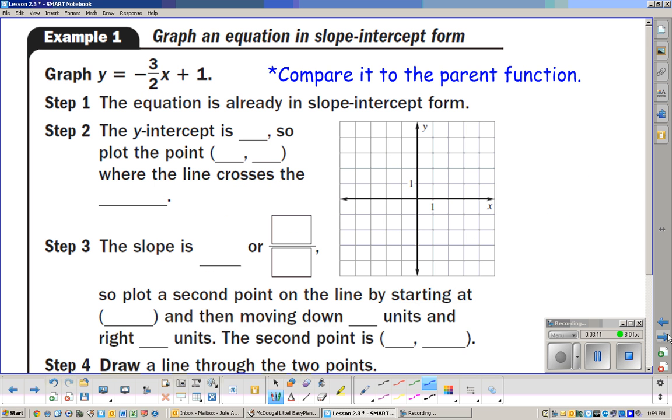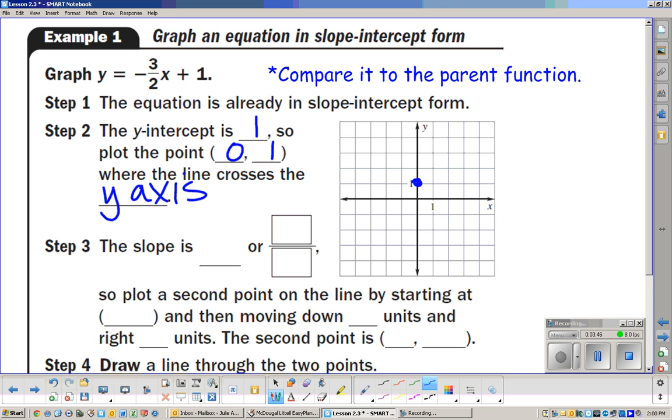Okay, so we're going to graph y equals negative 3 halves x plus 1. Well, step 1, the equation is already in slope-intercept form because it's solved for y. So step 2, we're going to identify the y-intercept, which is the number on the back end all by itself, which is a 1. So if that's the y-intercept, it crosses through the axis at the point (0, 1). And remember, it's the y-axis that it crosses. So let's go ahead and put that point over here. Up here at (0, 1) is our y-intercept.